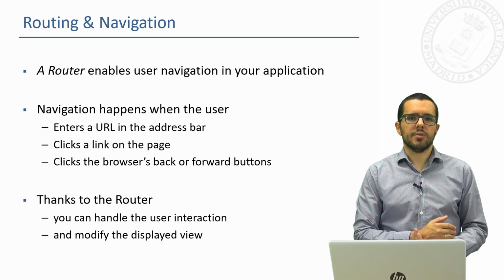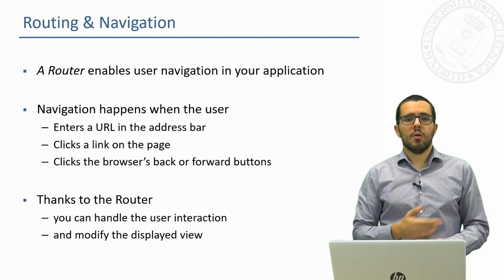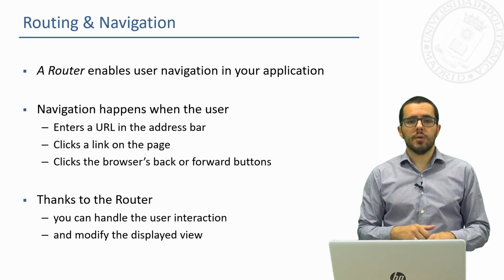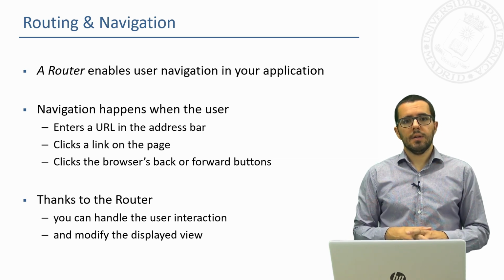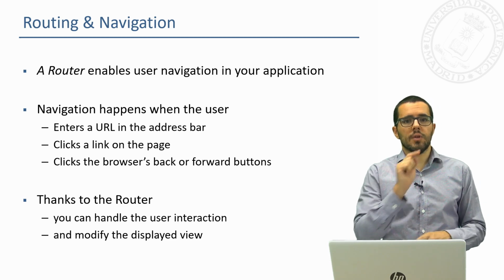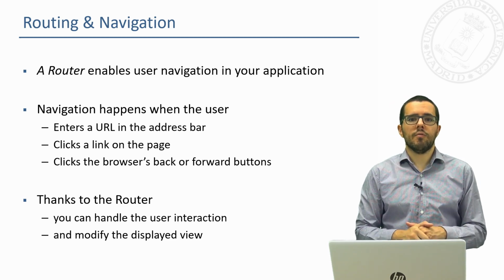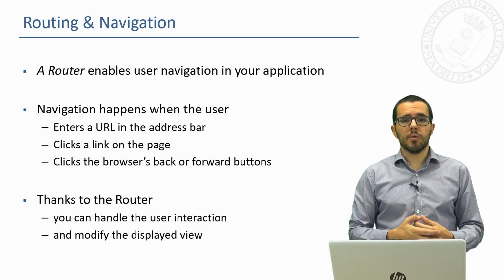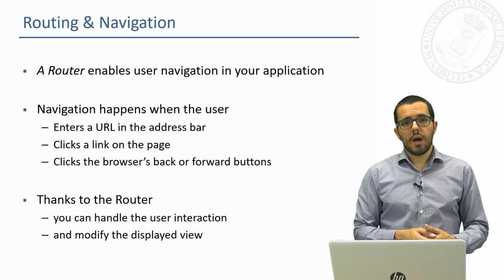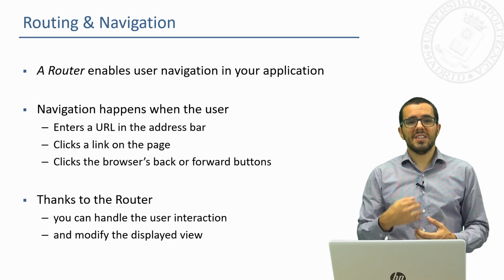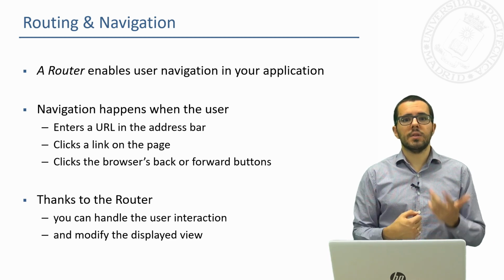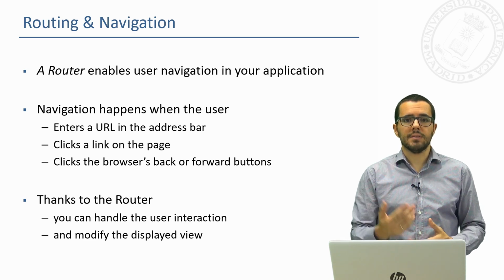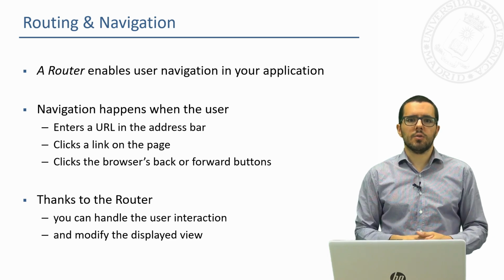When does navigation happen? Well, when the user clicks on some parts or links of our application, or the user enters a special URL, or clicks on the back or forward button of the browser. Thanks to the router, we will be able to handle all this interaction, and we will be able to display different components with different properties depending on the URL, on what happened, or on this interaction of the user with the application.